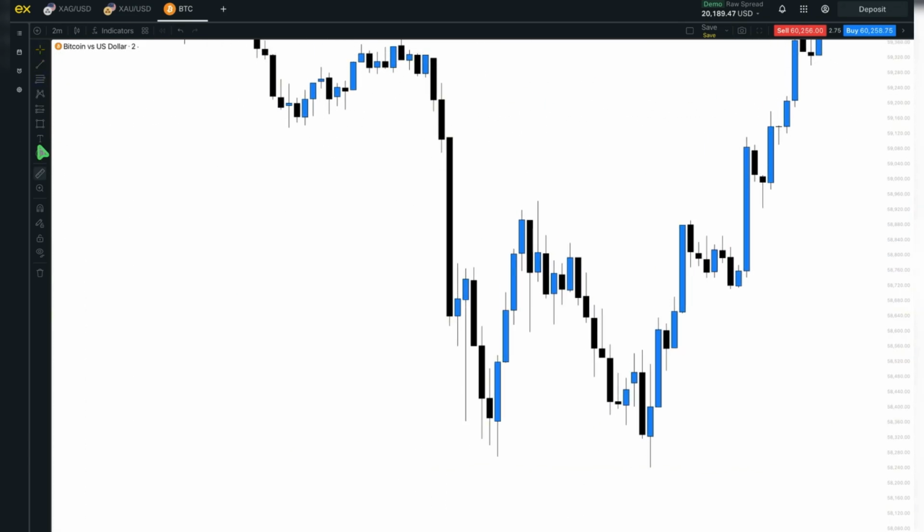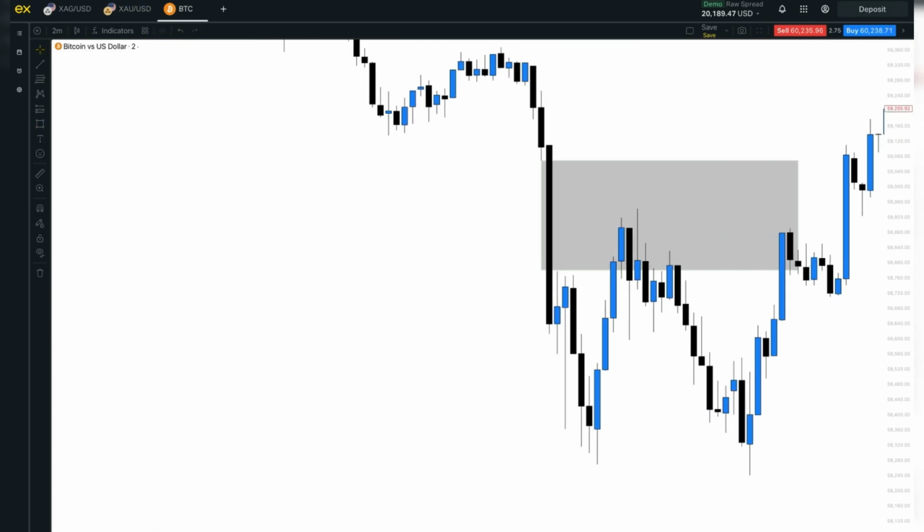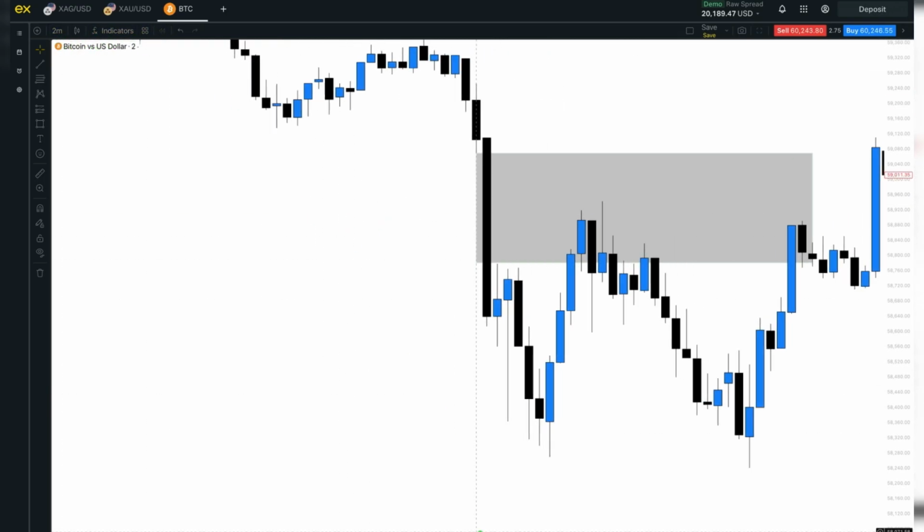So first, what we will do is we will highlight our fair value gap from this point to this point. This is our fair value gap. Okay, now we will back test it. So we cannot do back testing on 2 minutes time frame. You have to use 3 minute, or you have to use 5 minutes or 15 minutes. You cannot do back testing on 2 minutes. So I won't do back testing.